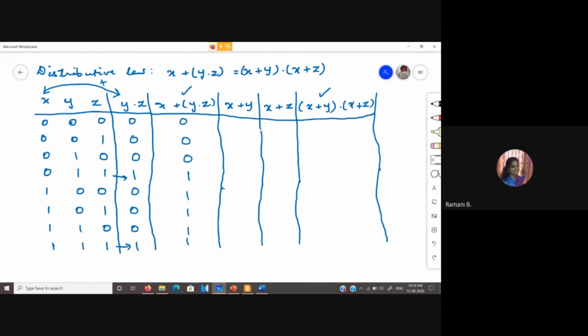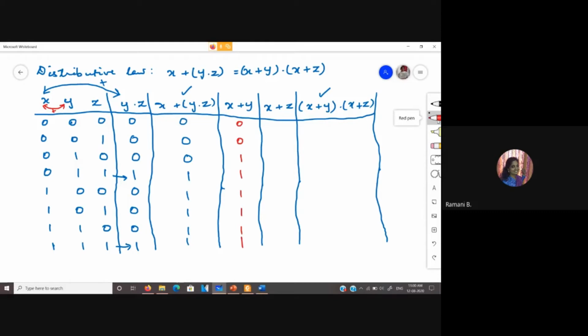Next we are going to find x plus y. So between these two elements, I will choose the red pen for this right hand side. So for x plus y, we are going to perform the OR operation. So if any one value of x and y is 1, the output is 1. Otherwise it is a 0. So here these two we have a 1. Again, all these we have a 1.